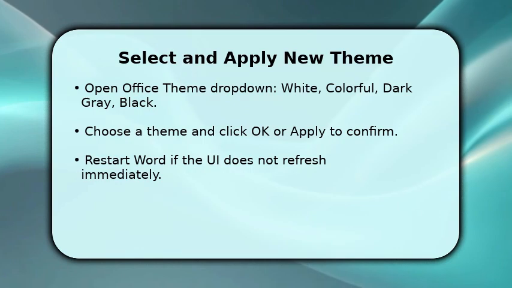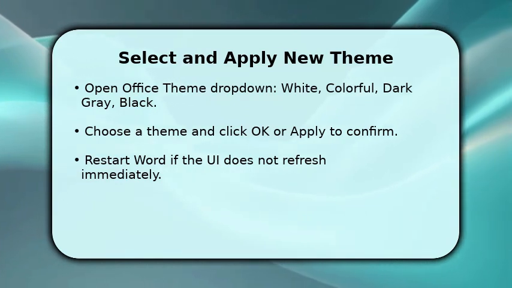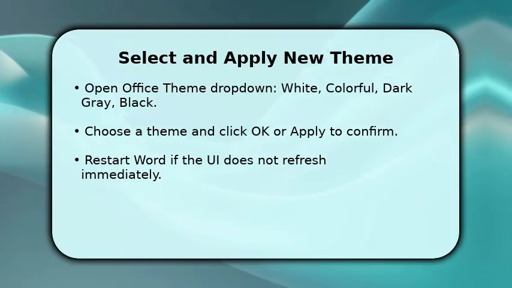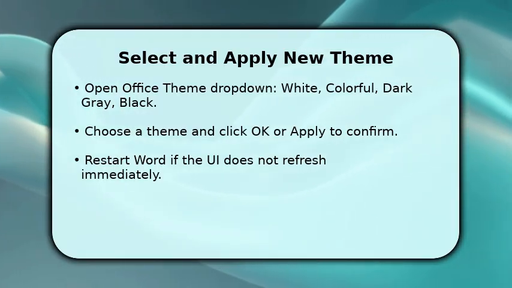Next, choose the theme you want from the Office theme drop-down. Options typically include white, colorful, dark gray, and black. You should pick one and click OK or Apply so Word saves the change.